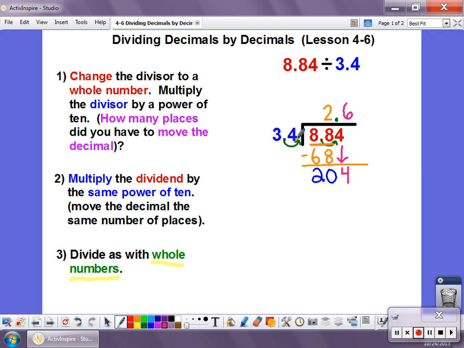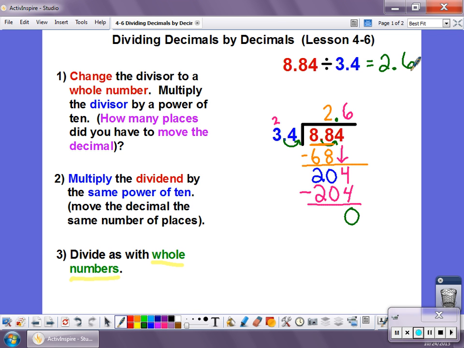6 times 34. 6 times 4 is 24. So I put a little 2. 6 times 3 is 18 plus 2 is 20. And I can see when I subtract this that I get a value of 0. So I have nothing left over, so I know that's the end of my problem. So in answer to this question, 8 84/100 divided by 3 4/10, my answer is 2 6/10.